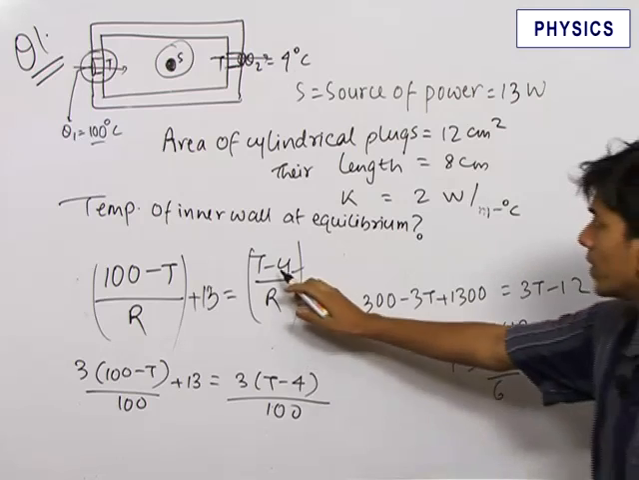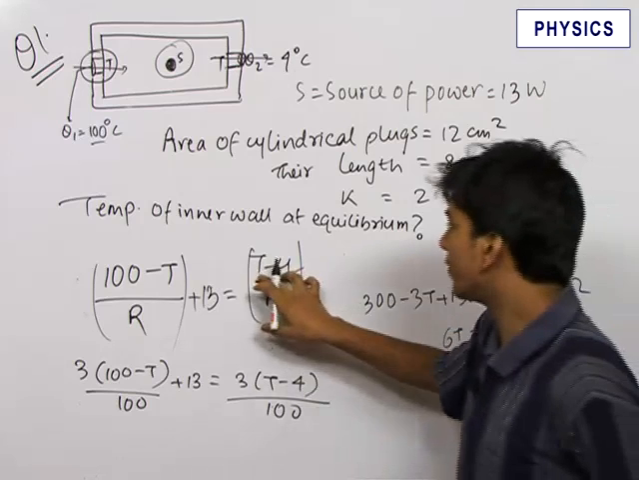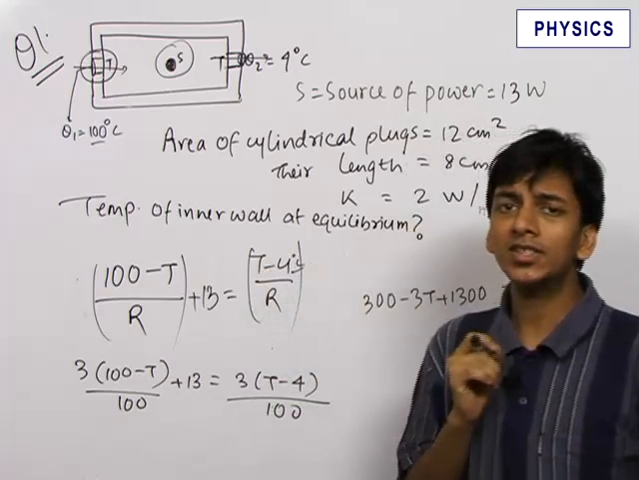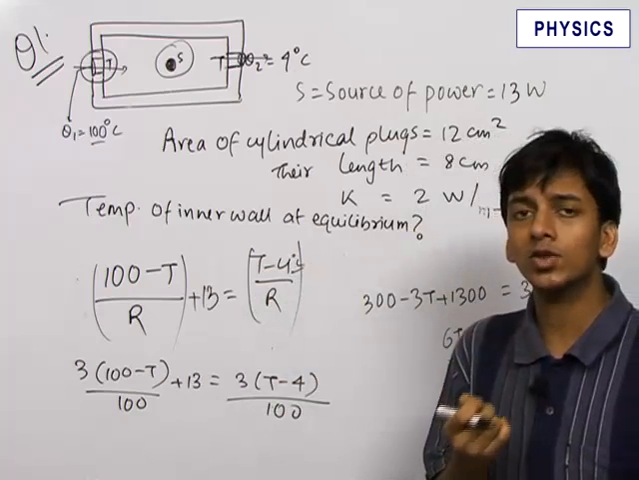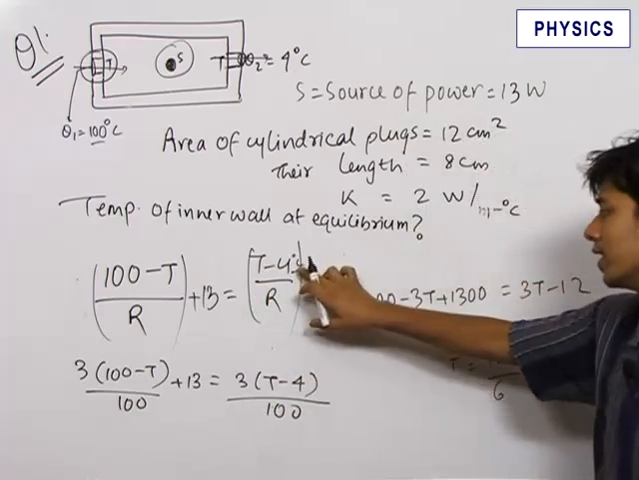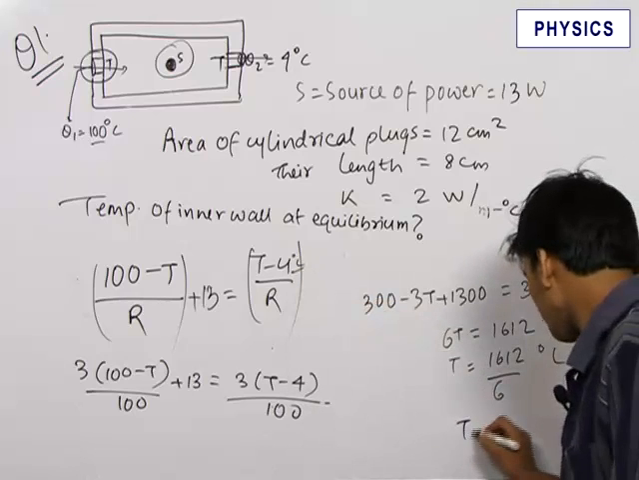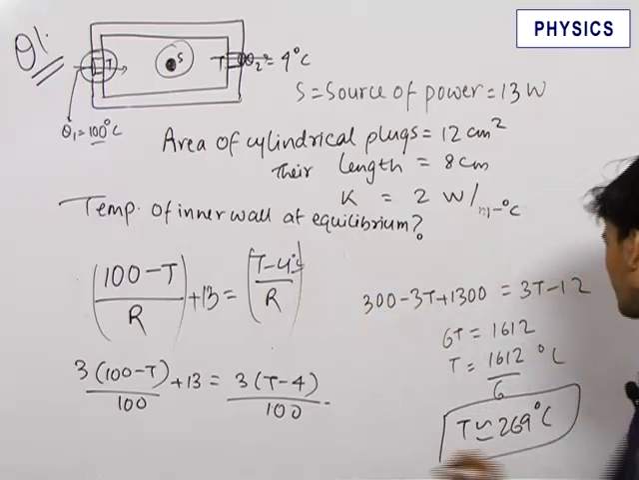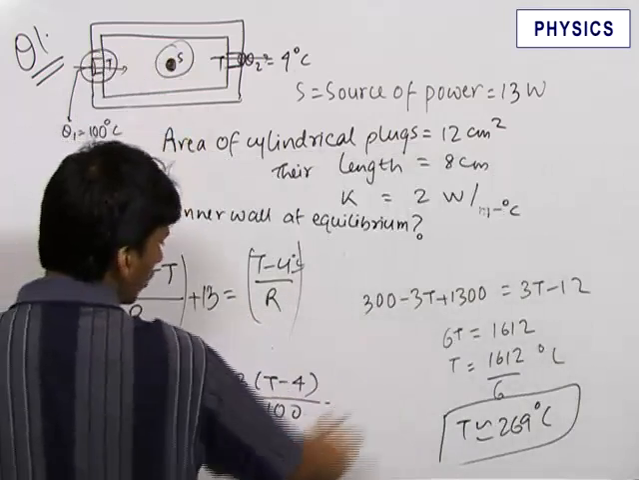This temperature is in degree Celsius, sorry, because we are writing the difference in temperatures. Since this was in degree Celsius, whenever there is a difference in temperature you can always write it in Celsius or in Kelvin. We wrote it here in degree Celsius, so we get the final answer in degree Celsius. So T approximately comes out to be equal to 269 degrees Celsius. So the final answer for the final temperature of the inner walls at thermal equilibrium comes out to be 269 degrees Celsius.